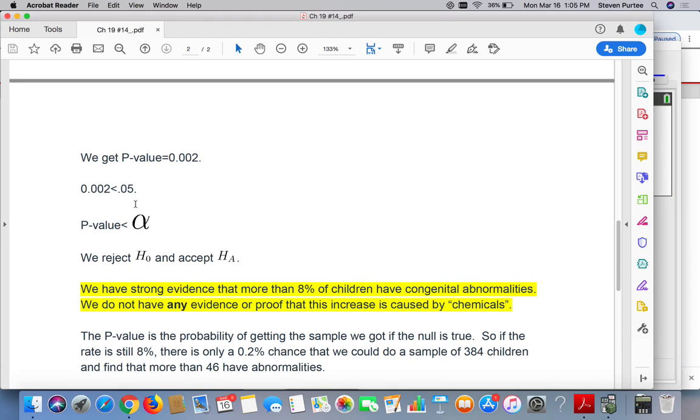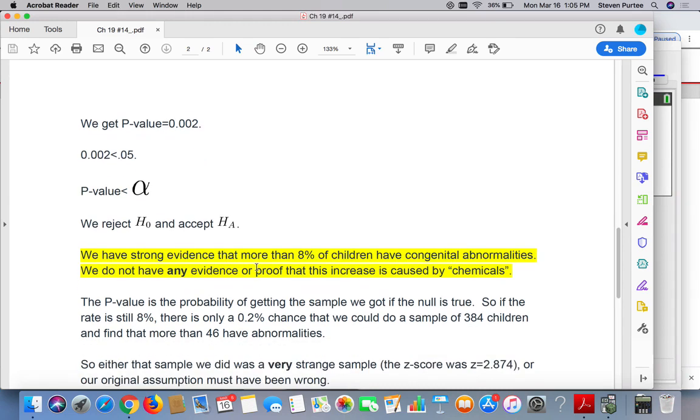That is much less than 5%. That's less than 1%. That's 0.2%. Our p-value is less than alpha, so we reject the null and accept the alternative. So our conclusion is we can now accept this statement right here.